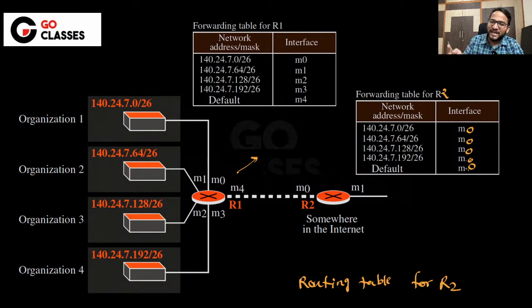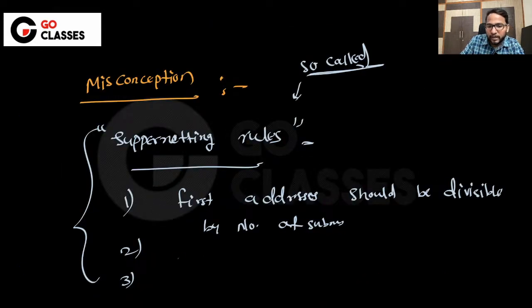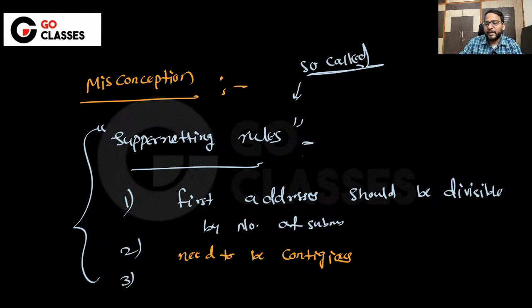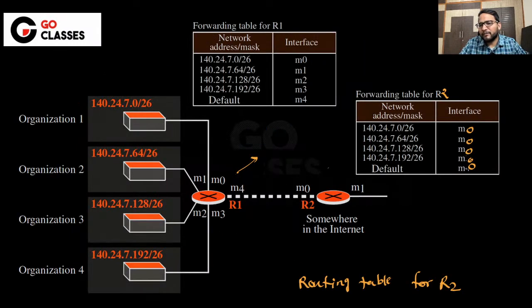In Tanenbaum, it is clearly written that they need not be contiguous. One thing is also written that they need to be contiguous, right? But in Tanenbaum it is clearly written that they need not be contiguous. I do not have a screenshot currently, but anyway, I will come to that. Let me know if the R2 routing table is clear to everyone. We are running short of time, so let's continue.